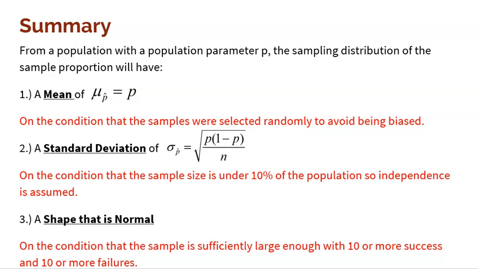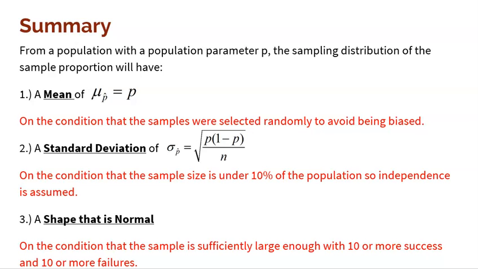The standard deviation of all those p-hats. Remember, some of those p-hats are going to be a little higher, some are going to be a little bit lower. The standard deviation is the giant square root of p times 1 minus p divided by n. Very simple formula. But again, this formula is only going to work if we have independence. So we need our sample size to be under 10% of the population so that we can assume independence.